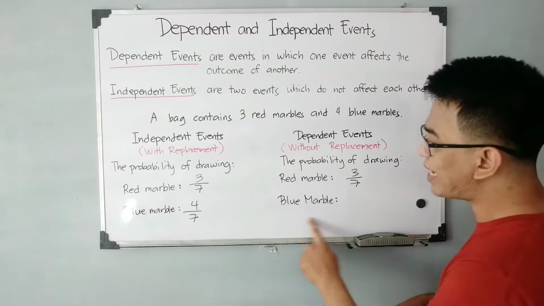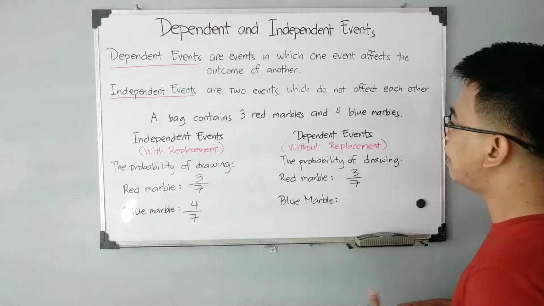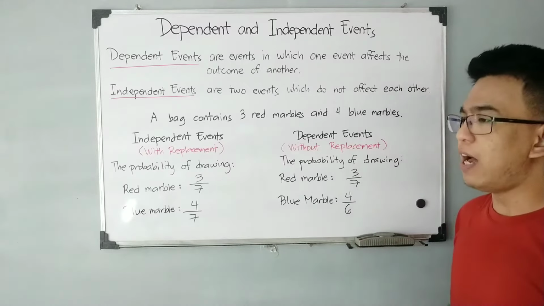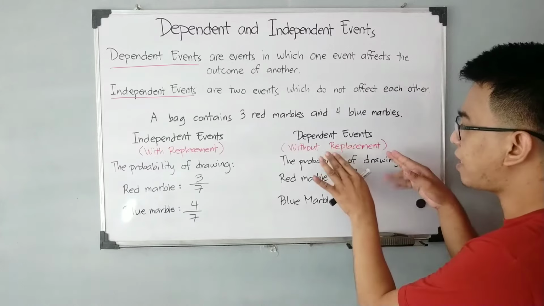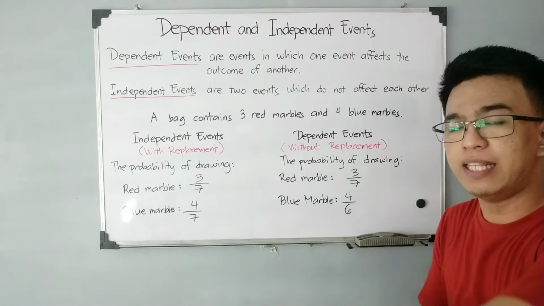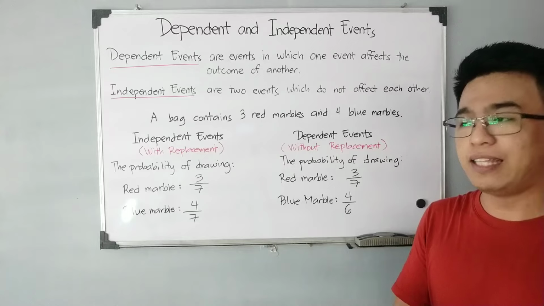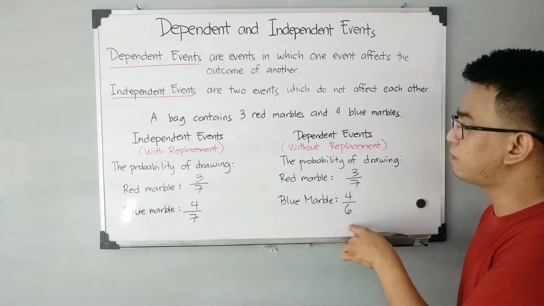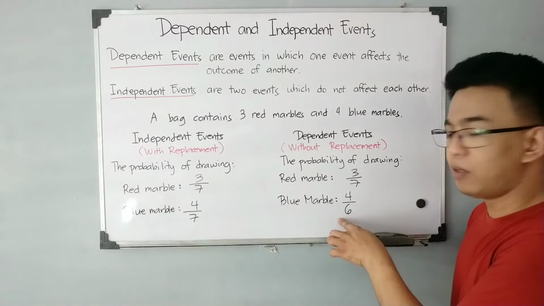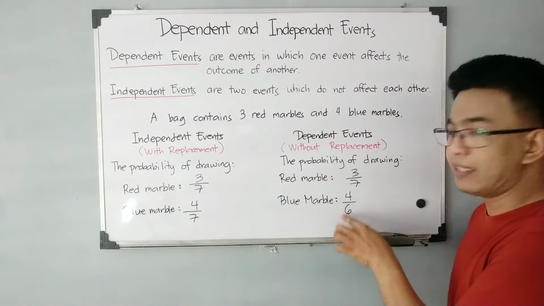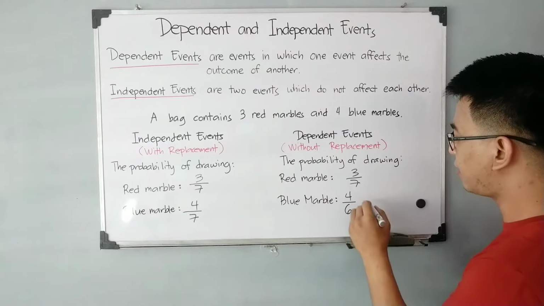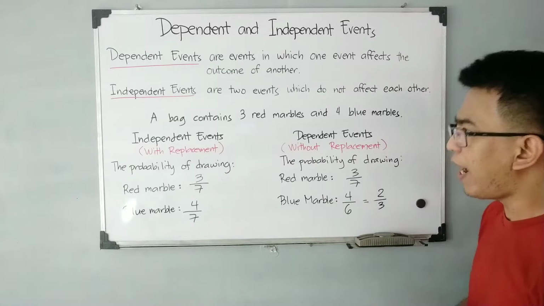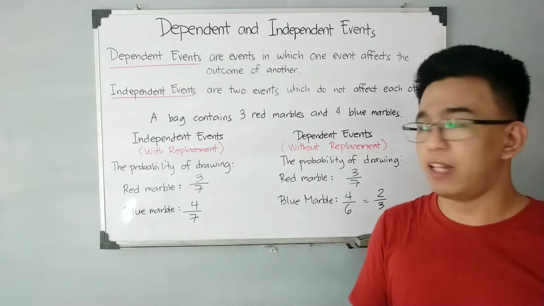So now, what is the probability of getting a blue marble? That is simply 4 over 6. Sir, why did it change? The reason is that we have no replacement. After we drew a red marble, we did not return or replace it. That's why the total number of marbles inside the bag is 6. And to simplify this, it is simply 2 over 3.